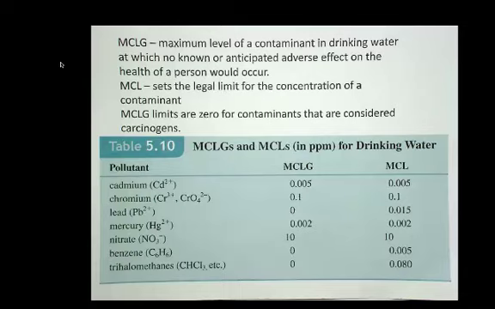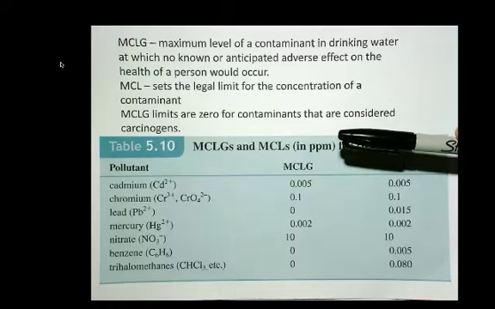And there's two different standards. One is the MCLG, which stands for the maximum level of a contaminant in drinking water at which no known or anticipated adverse effect on the health of a person would occur. And then the MCL sets the legal limit for the concentration of the contaminant: how much can be in the water, and the water is still considered to be potable. And the MCLG limits are 0 for contaminants that are considered carcinogens.